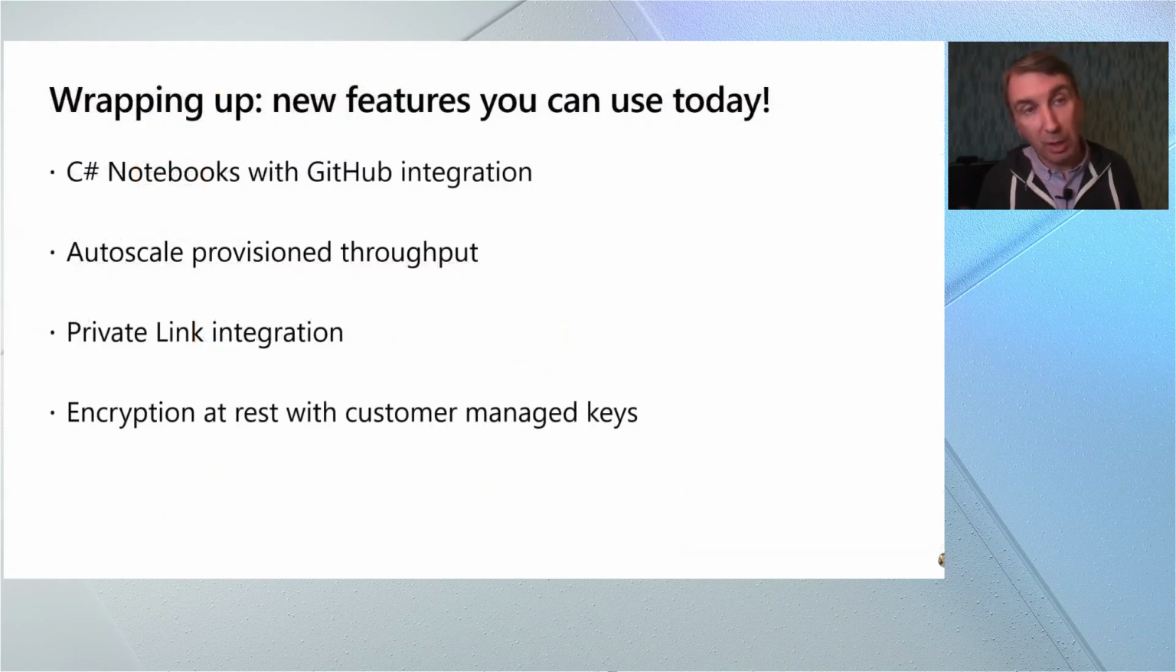So what we have seen in this session is a pretty nice set of new features that are available today. So those are real features you can start using today. We have seen how the new C# notebooks and their brand new GitHub integration improve developer productivity. We have also seen the auto-scale provisioned throughput offer that is now generally available, and that makes it much more cost-effective to run applications at scale on Cosmos DB. And we've also covered a couple of new security features, like the new private link integration that helps you improve your network security when you're using virtual networks, and also customer-managed keys that puts you in control of the encryption of your data whenever this is needed for compliance reasons.